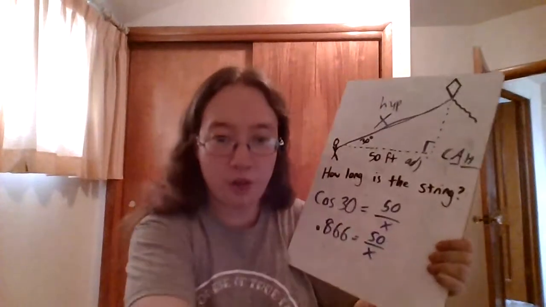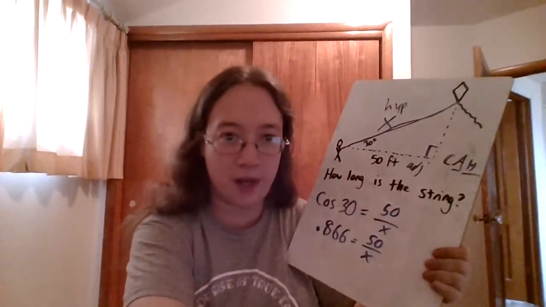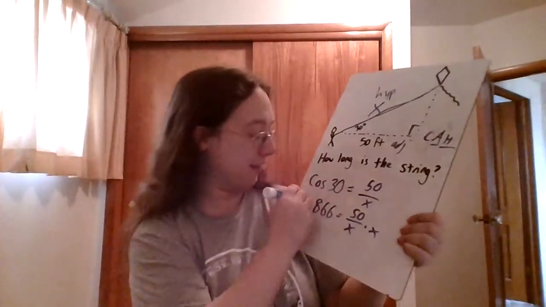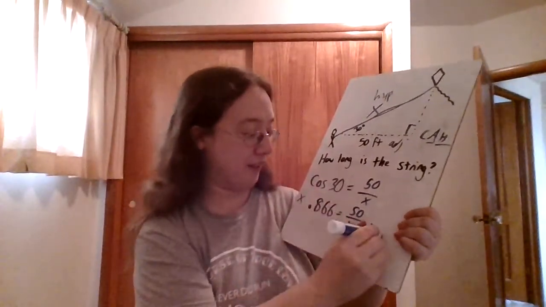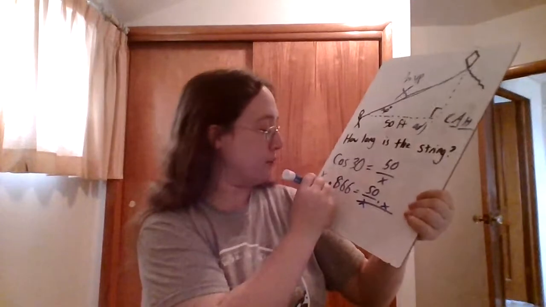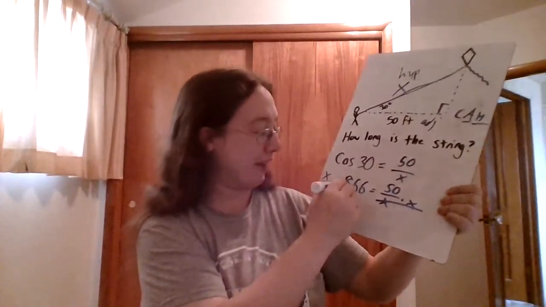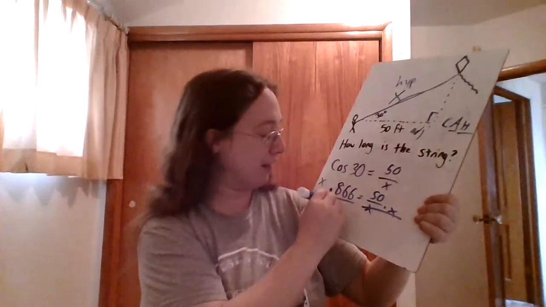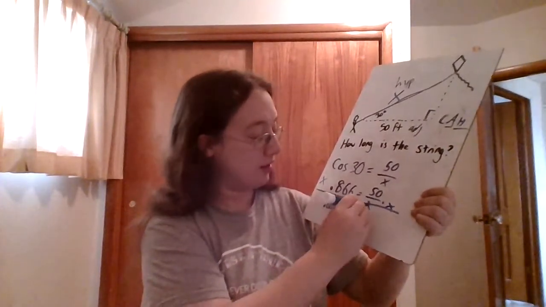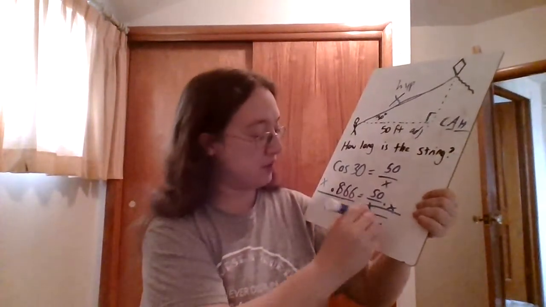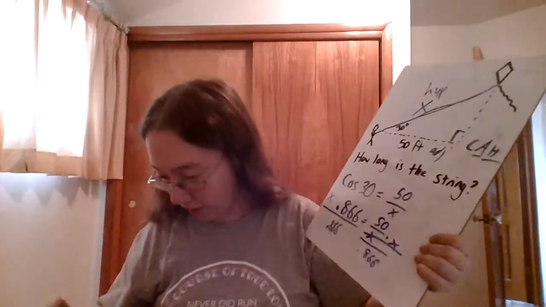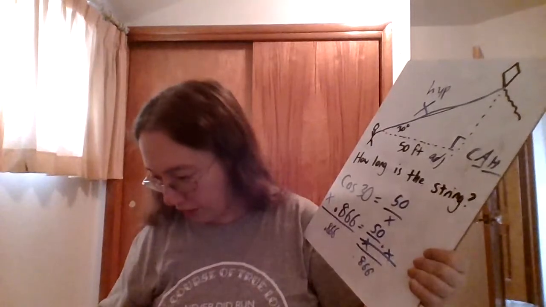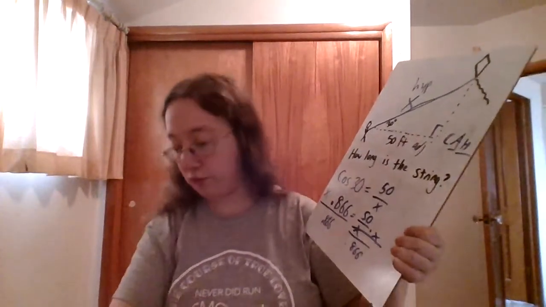And again, watch out on these ones, you're not dividing that by 50. We're actually going to take this times x, cancel out those x's, and then we got 0.866x equals 50. So we're going to divide by 0.866. So 50 divided by 0.866 gives you about 57.7-ish.